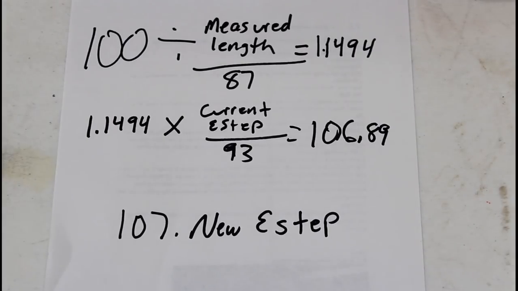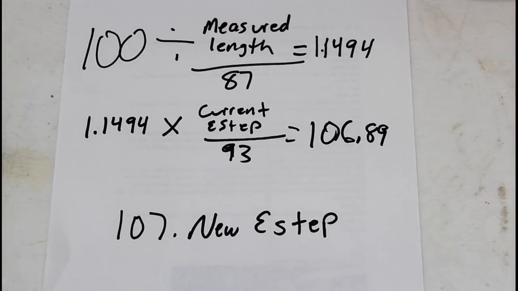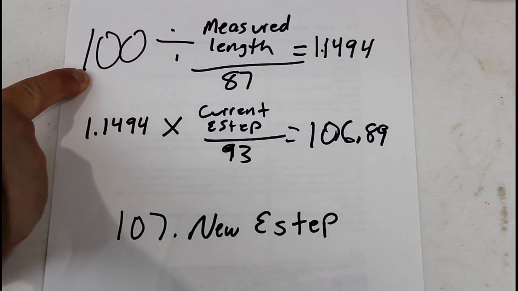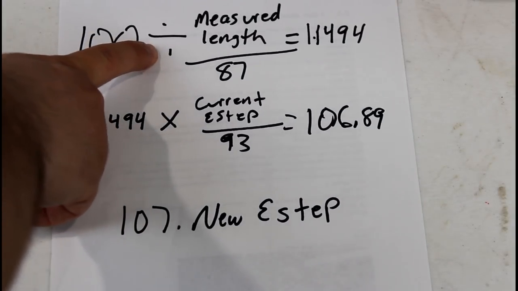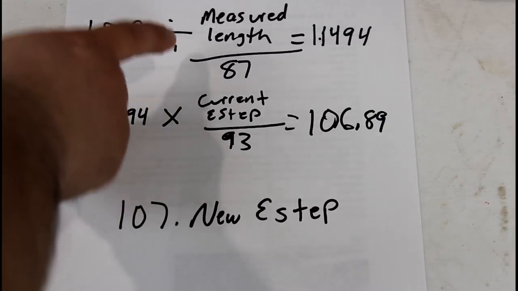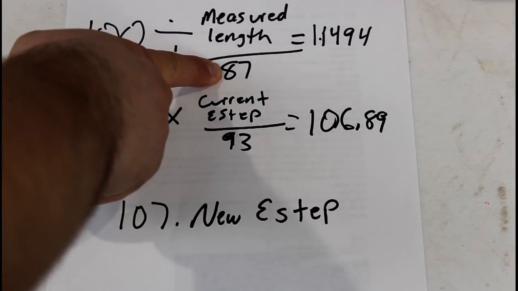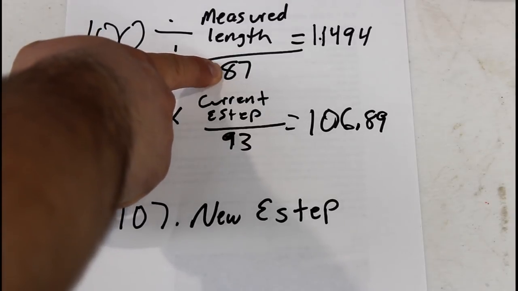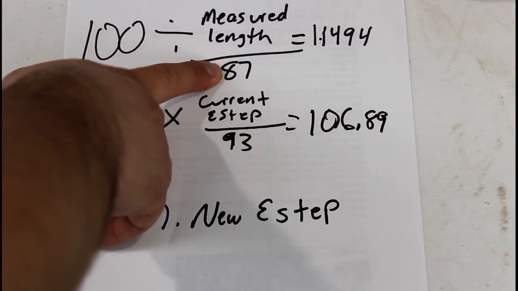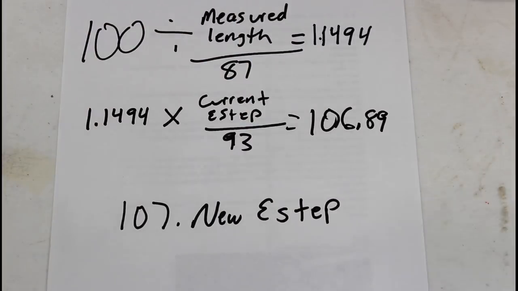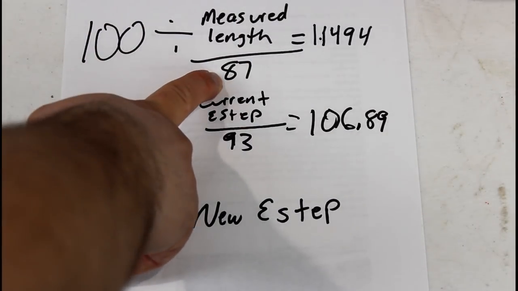Okay, I'm going to do one more example because mine was a little bit confusing, since we got 93 on the dot. So in this new example, we're going to take 100 and divide that by our measured length. In our example, we got 93. In this example, we're going to use 87. So we told it to push 100 millimeters of filament through, and it gave us 87 when we measured it.